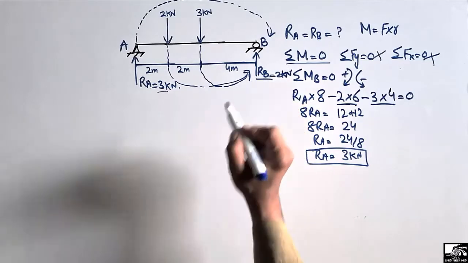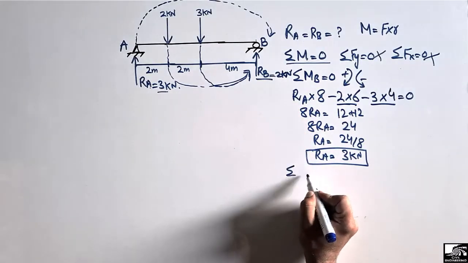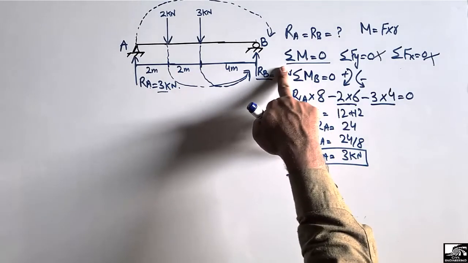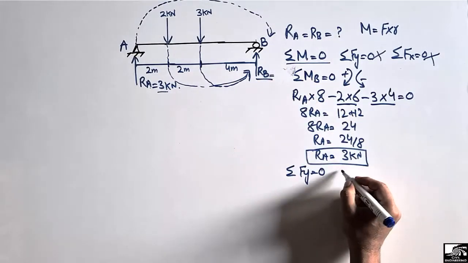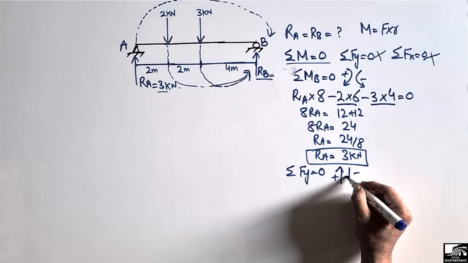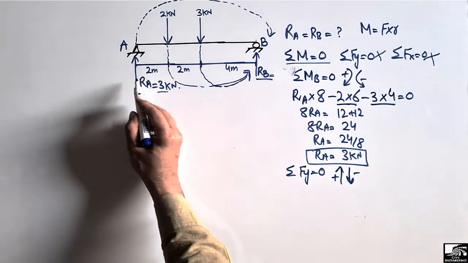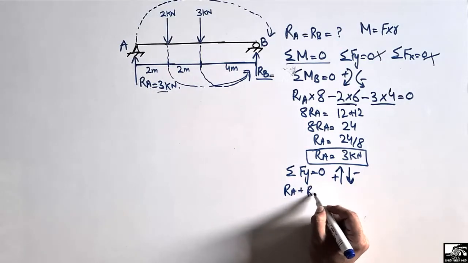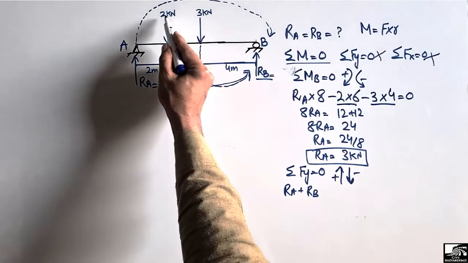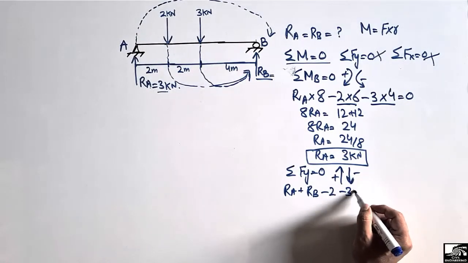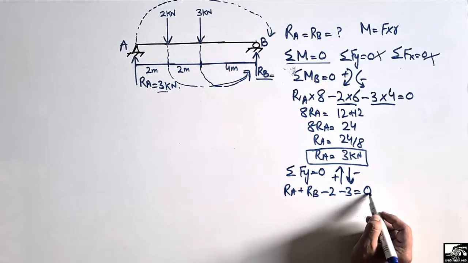Or we can find this reaction by this method: summation of all the vertical forces equal to 0. Let's suppose this 2 is unknown to us. The upward force is taken as positive and the downward force is taken as negative. Now the upward forces are RA and RB, while the downward forces are minus 2 and minus 3. They are taken as negative. Summation of all the vertical forces equal to 0.